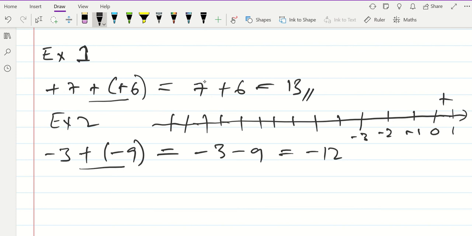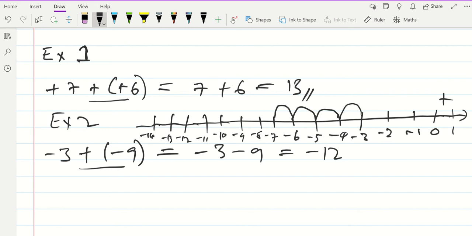So I'm just using the number line to illustrate the idea just once. From here onwards, I'm not going to be using the number line. You could use the number line yourself if you want. So this is negative 10, negative 11, negative 12, negative 13 here, negative 14 there. So what this means is that from negative 3, you have to move 9 steps to the left. That is going to be 1, 2, 3, 4, 5, 6, 7, 8, 9. So step number 9 is at negative 12. So that's how I got my negative 12.